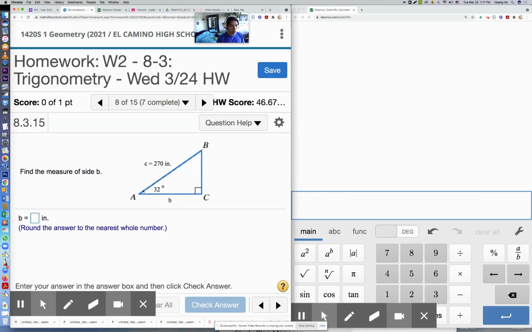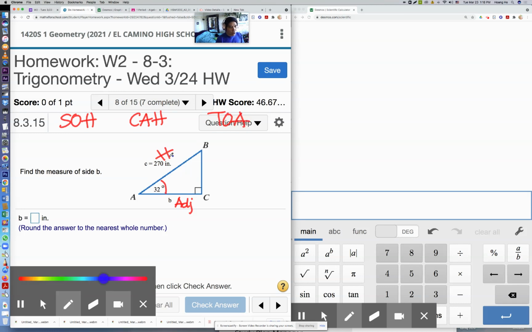For this right triangle, the hypotenuse is 270. The angle is 32 degrees, and this side is adjacent. Let's sing the song again: SOH CAH TOA. You've got hypotenuse and adjacent right here, so you have to use cosine.